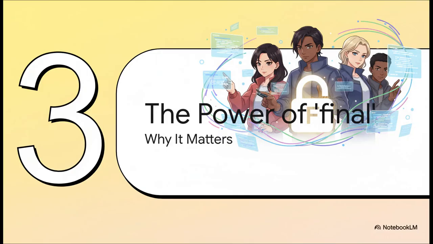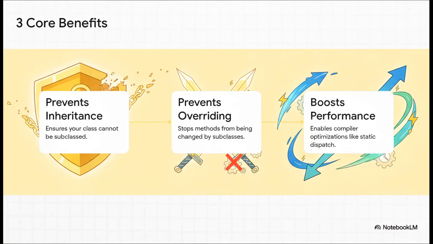Okay, so we've seen what final does. But the bigger question is, why does it matter so much? Why is it so important? This isn't just about being controlling with your code. It's about writing better, more professional code. And trust me, there are some pretty serious benefits when you use it strategically. Let's just break it down into three main benefits. First, as we already saw, it flat out prevents inheritance. Second, it stops methods from being overridden. And third, and this one's a really big deal, it can actually make your app perform better.